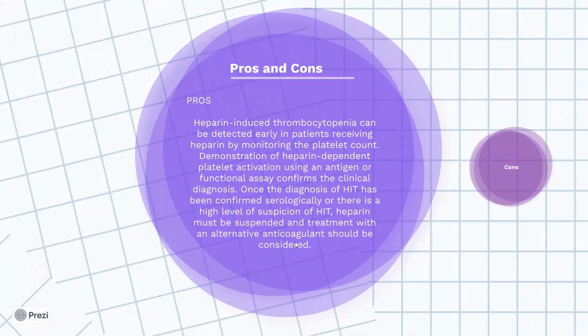Pros and cons. Pros. Heparin-induced thrombocytopenia can be detected early in patients receiving heparin by monitoring the platelet count. Demonstration of heparin-dependent platelet activation using an antigen or functional assay confirms the clinical diagnosis. Once the diagnosis of heparin-induced thrombocytopenia has been confirmed serologically, or there is a high level of suspicion of heparin-induced thrombocytopenia, heparin must be suspended and treatment with an alternative anticoagulant should be considered.